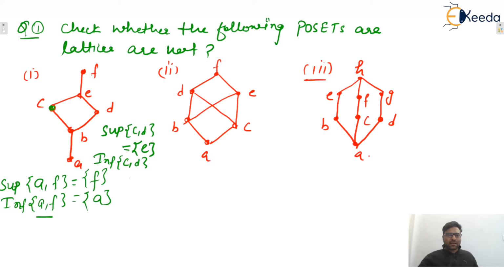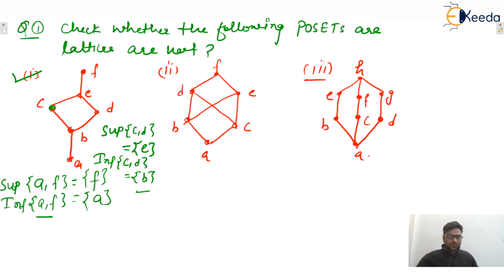So lower bounds will be B and A, and among these, which one is greatest? B. So we can say that B will be the infimum. So you can check every pair of elements. For every pair of elements, yes, you will see supremum and infimum will exist. You can take any pair of elements. That's why we can say that that is a lattice. If one pair is there for which supremum as well as infimum both are not existing, then we'll say that it is not a lattice, isn't it?